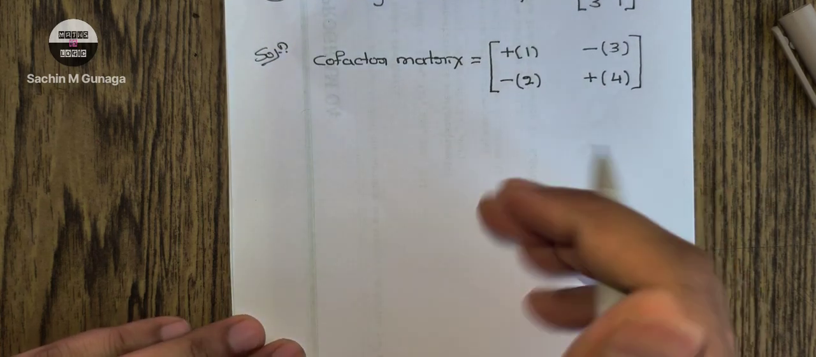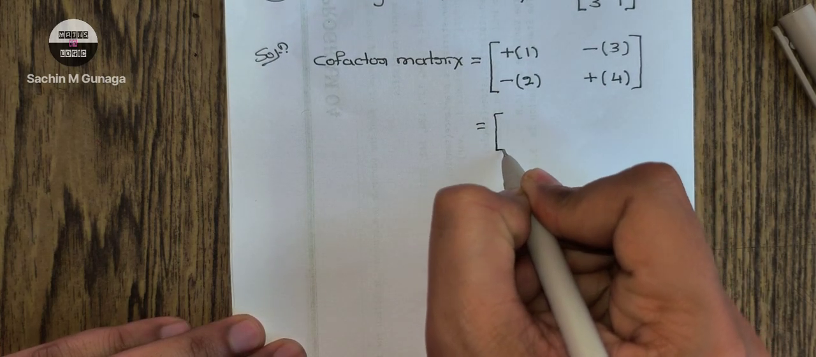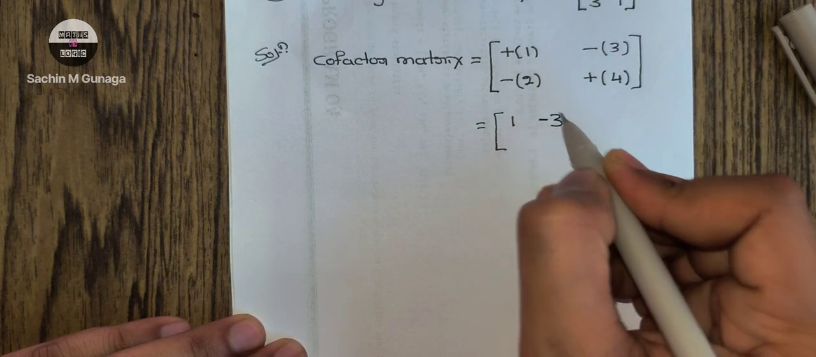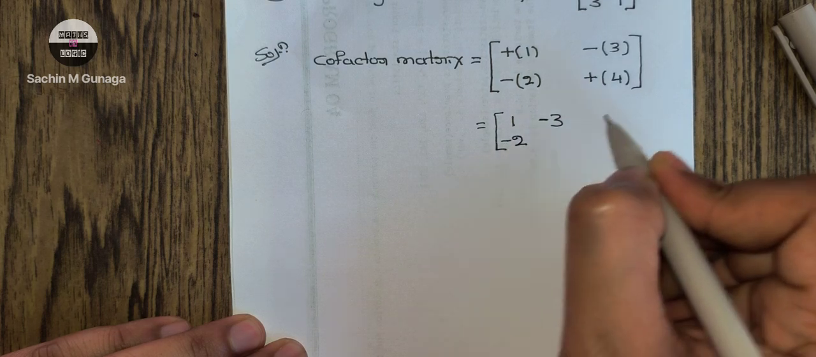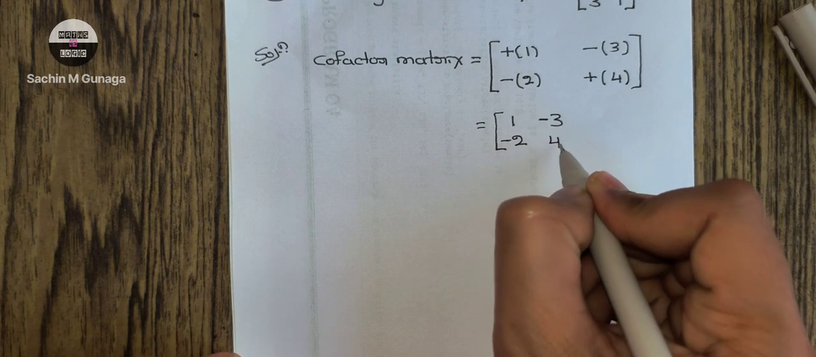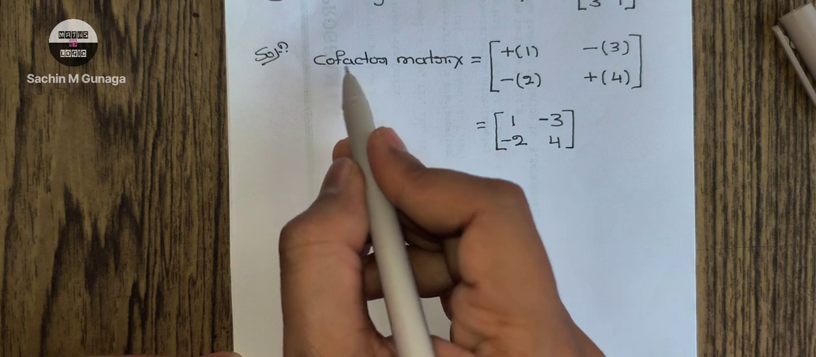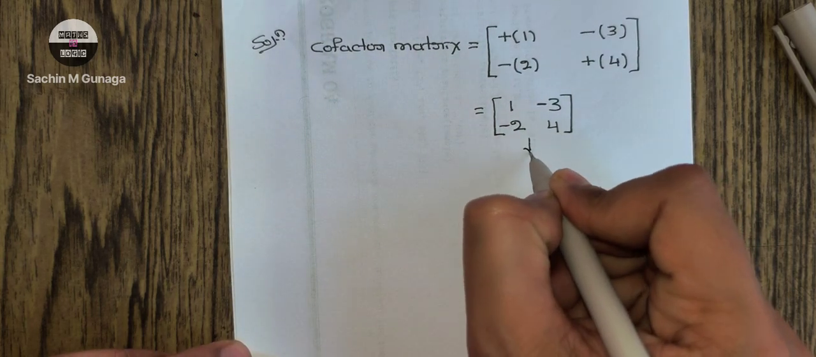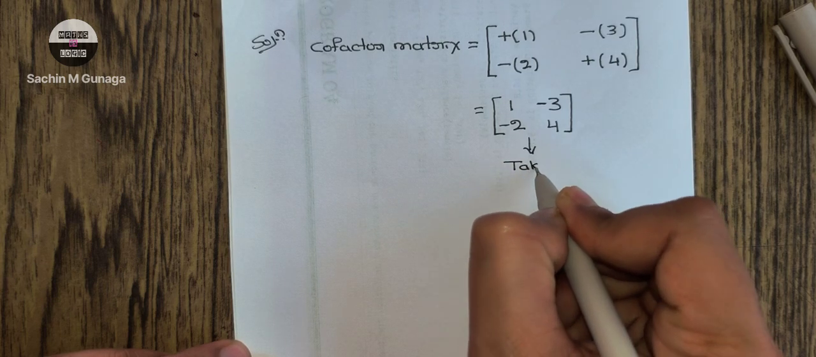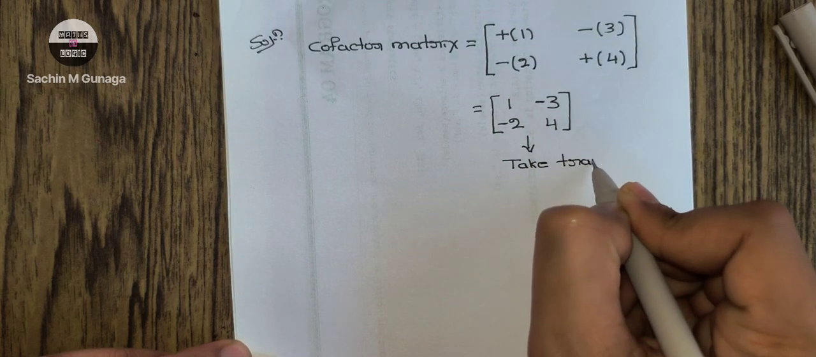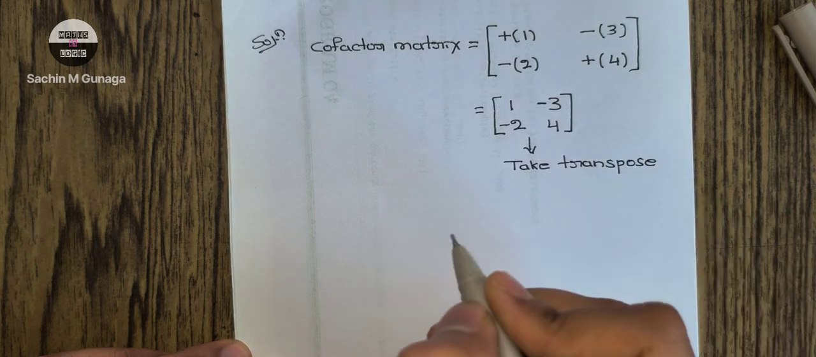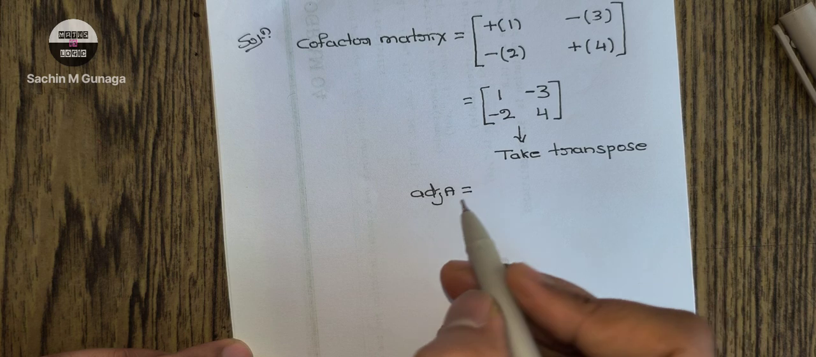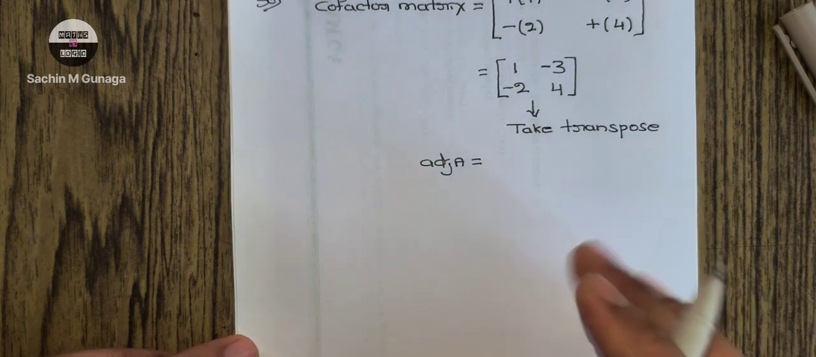So after this multiply the sign. Therefore which is equal to, plus into plus is plus 1, minus into plus is minus 3, minus into plus is minus 2, plus into plus is plus 4. This is what we call the cofactor matrix. After getting this cofactor matrix, here we need to take the transpose. So we know what is meant by transpose? If I take transpose, then only we will get adjoint of matrix.